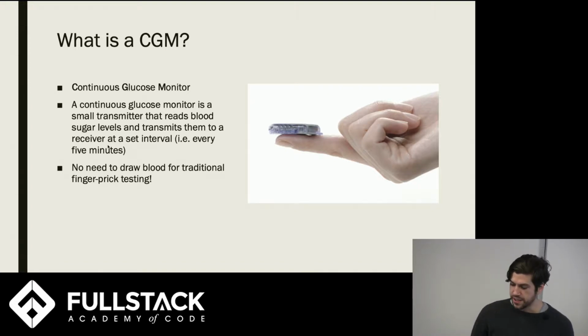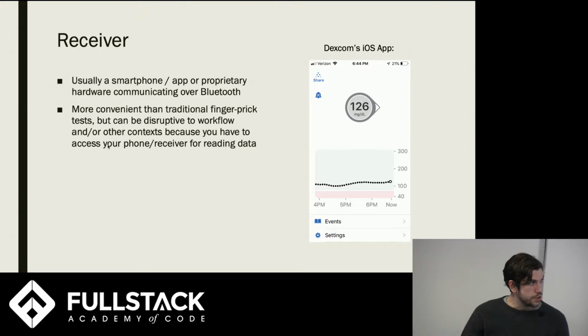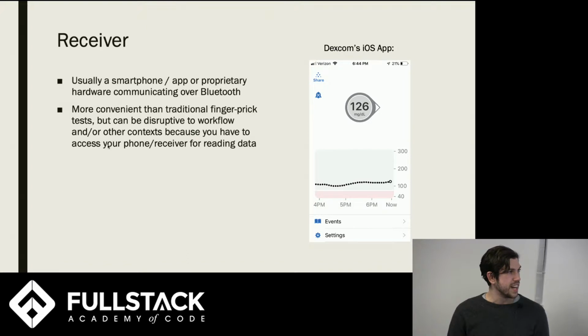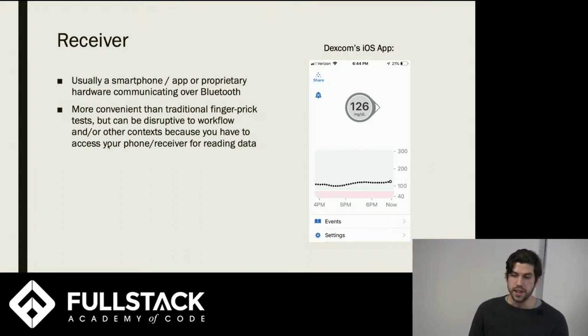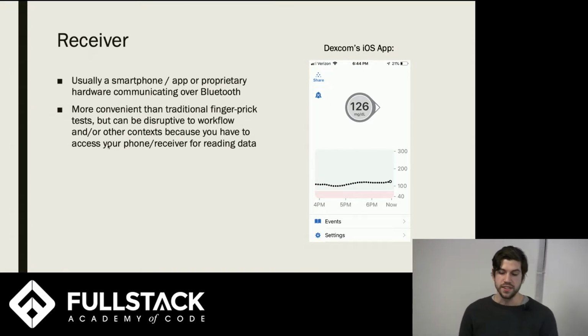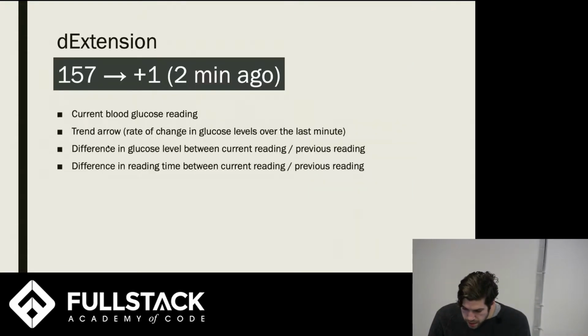It's great. It's awesome. It usually outputs to an app like this one, made by the company Dexcom. That's why my extension is called dExtension. Pretty clever, I felt. It usually outputs to an app or some kind of hardware. It's way more convenient, but I found that it can be disruptive to my workflow, because you have to pull out your phone, unlock it, and look at the app if you want to see data. So that's why I decided to make this VS Code extension.